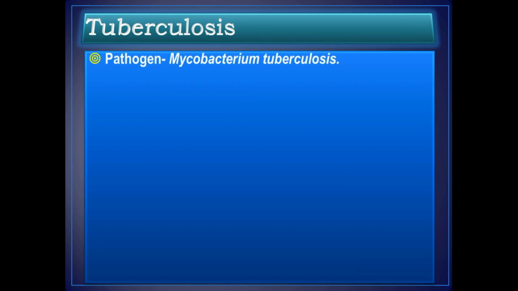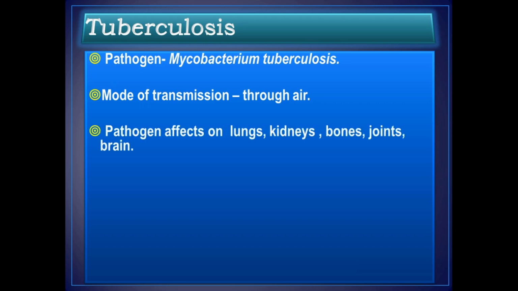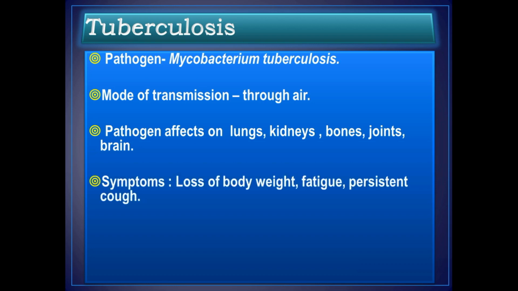Next disease is tuberculosis. Tuberculosis is a bacterial disease and the pathogen is known as Mycobacterium tuberculosis. The mode of transmission is through air. When an infected person coughs or sneezes, the droplets get in contact with air, and those who inhale this air have the chance of getting the infection. The pathogen affects the lungs, kidneys, bones and joints as well as brain. Symptoms include loss of body weight, fatigue, meaning some sort of tiredness, and persistent, continuous cough. The vaccine is BCG.